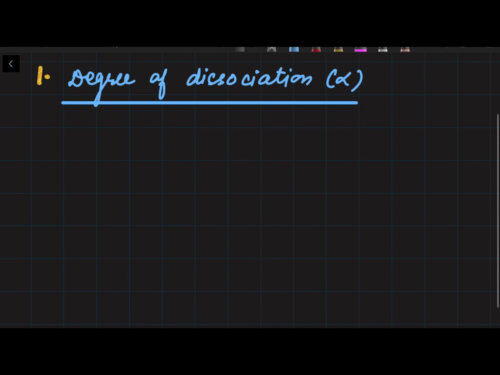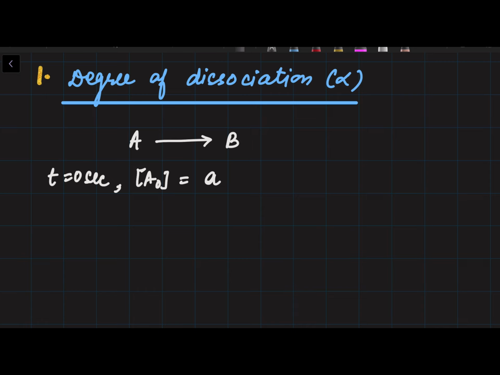To understand this process, let's consider, for example, a reaction which is converting A into any product B. So at time 0 second, when the reaction was not started, the concentration of A is, for example, small a. Similarly, when the reaction had reached a particular time t, we are taking the concentration of A at time t, which is At.